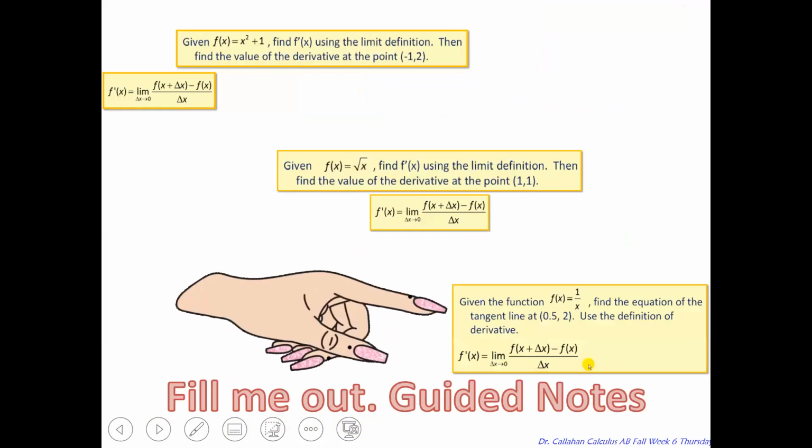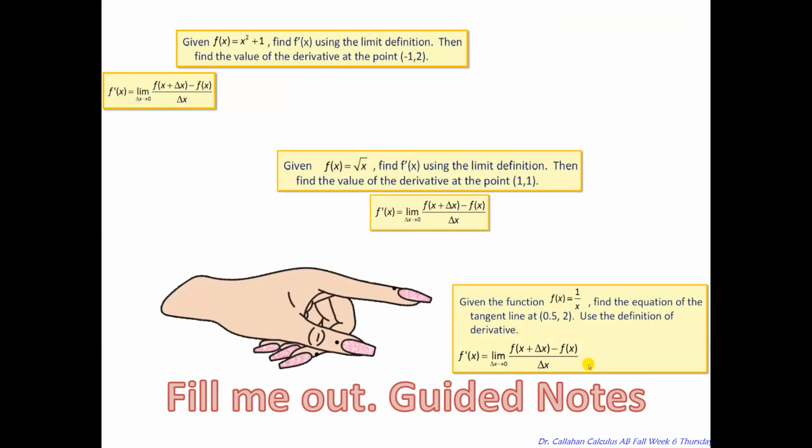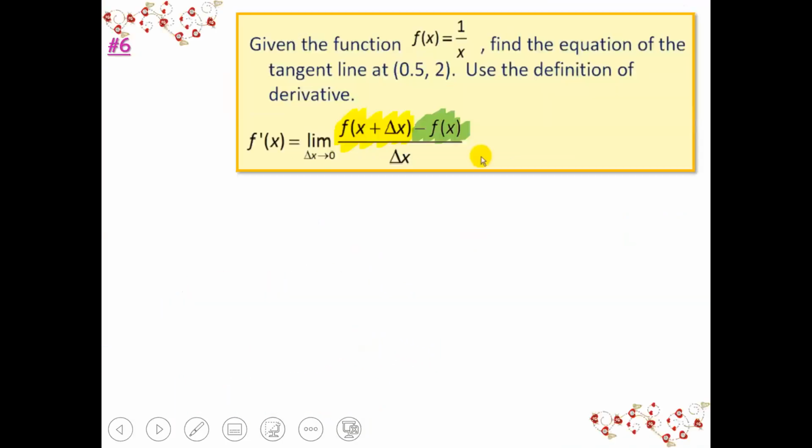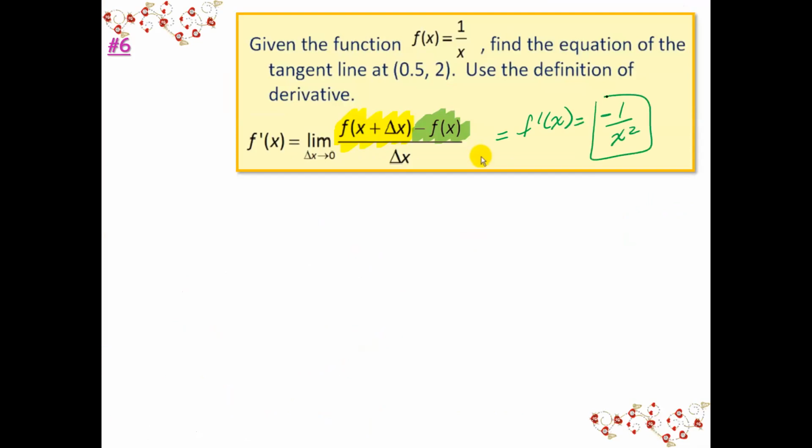Example 3. I'm going to have you guys try example 3 on your own, but I am going to give the answer. F prime of x is going to give you a negative 1 over x squared. So give that a try.